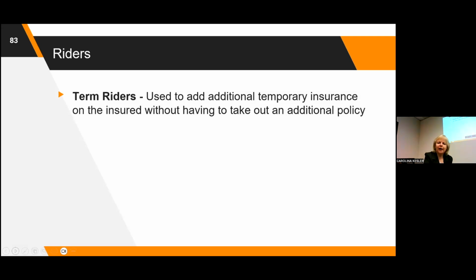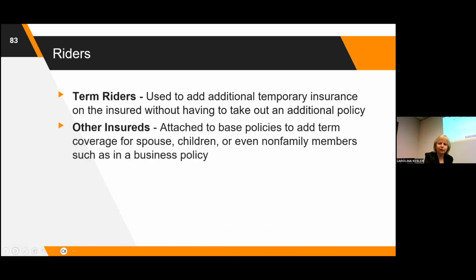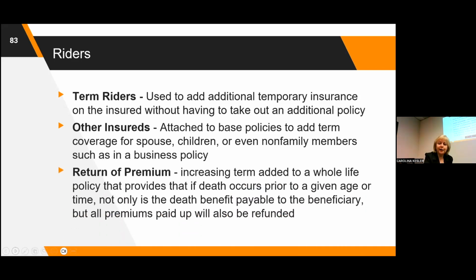Term riders are used to add additional temporary insurance on the insured without having to take out an additional policy. So they just add it to it for a little extra money. Other insureds are attached to base policies to add term coverage for your spouse, children, or even non-family members, such as in a business policy. So partners can do that, right? I can have my brother, he's my dependent. He could be on my policy if I still have a policy.